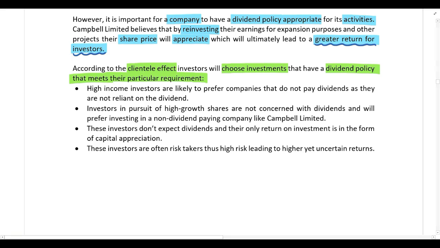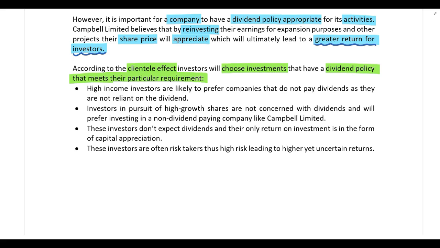On the other hand, if you are a high income earner, you are not dependent on the dividend, you are rather interested in growth in the share price, you would then invest in a company that doesn't necessarily pay dividends, but they rather reinvest the money and they focus on growing the value of the company so that one day when you sell your shares, you'll make a gain on the sale of your shares. So the whole point behind the clientele effect is, first, the company picks a dividend policy that's appropriate for their activities, and after they've done that, investors will then choose investments that have a dividend policy that meets their particular requirements.